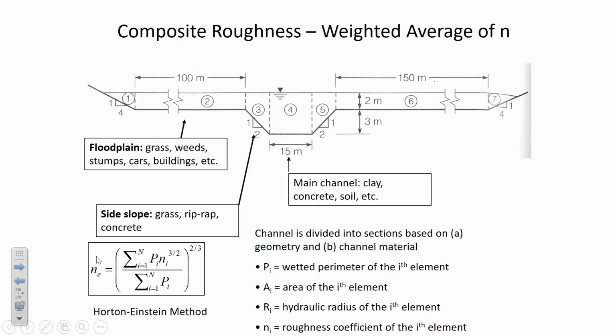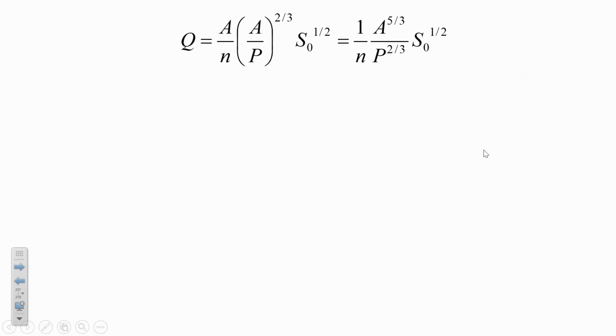Some of the programs that you can use for open channel flow, the most popular of them is a program called HEC-RAS. It uses n value weighting like this, where you're going to assign different n values to different parts of the channel. So it kind of handles it in the background, but it's still something that you need to be aware of.